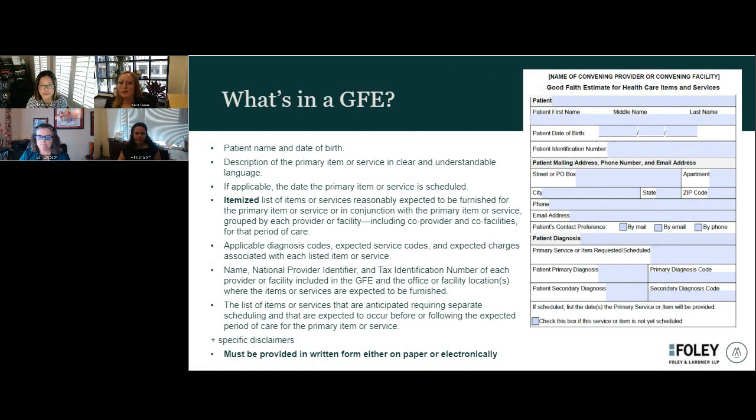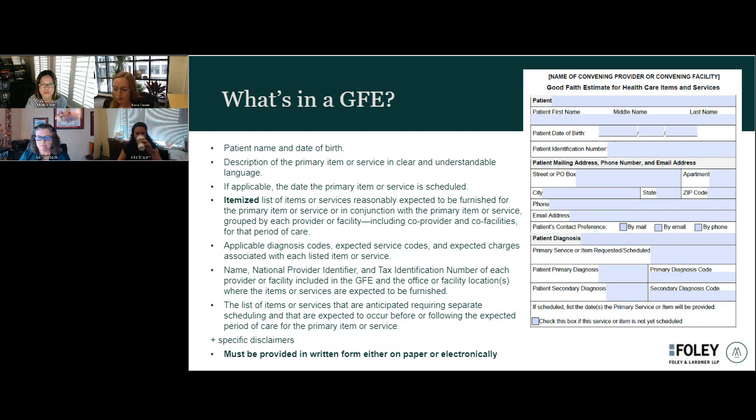Next is what's in a good faith estimate. We've had some questions come in asking if you are required to use the government's good faith estimate form. You are not, but you are required to hit all of these bullet points and put the disclaimers in the exact spot that the government form did. So it may be easiest to use the government forms, but you can make it unique to your organization to the extent you still meet all of the requirements listed here.